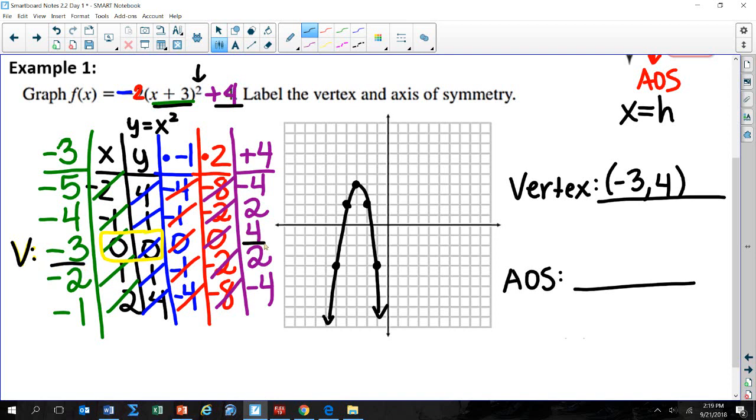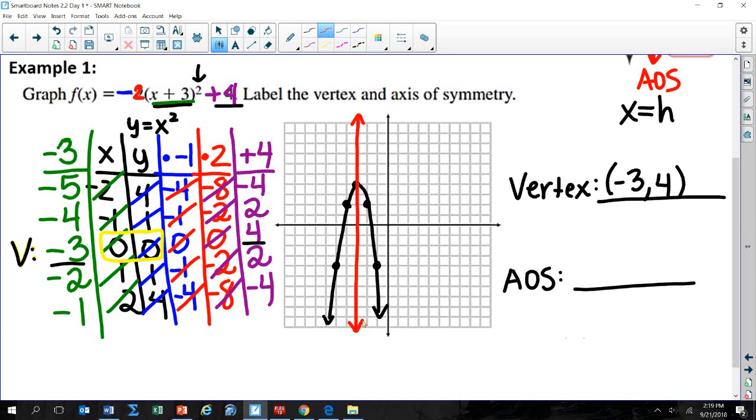My axis of symmetry is the line that divides the graph into two parts that are mirror images of each other. So my axis of symmetry, I'll go ahead and graph it in red. It's going to be this line right here. See how it divides the graph into two mirror images? It divides it in half, where they're mirror images of each other. That's what I'm trying to say.